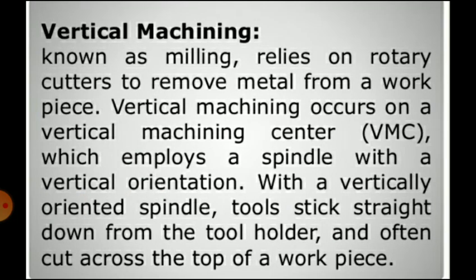So the first category, that is vertical machining. It is known as milling and relies on rotary cutters to remove metal from the workpiece. Vertical machining occurs on a vertical machining center, that is VMC, which employs a spindle with a vertical orientation. With a vertically oriented spindle, tools stick straight down from the tool holder and often cut across the top of the workpiece.